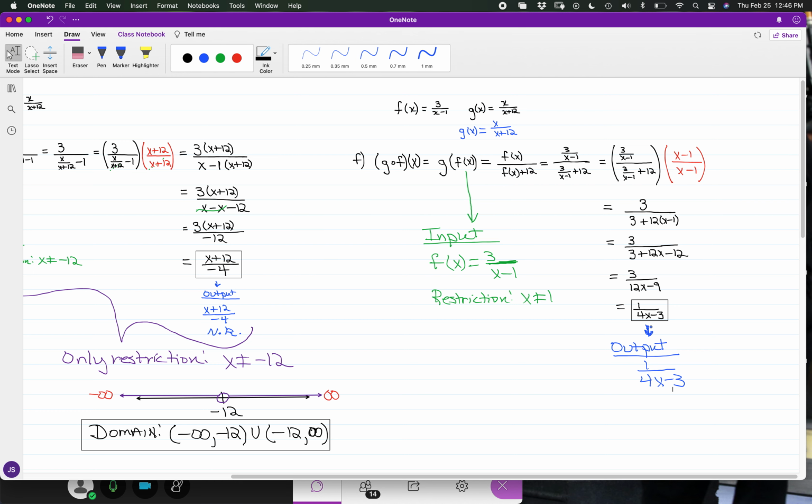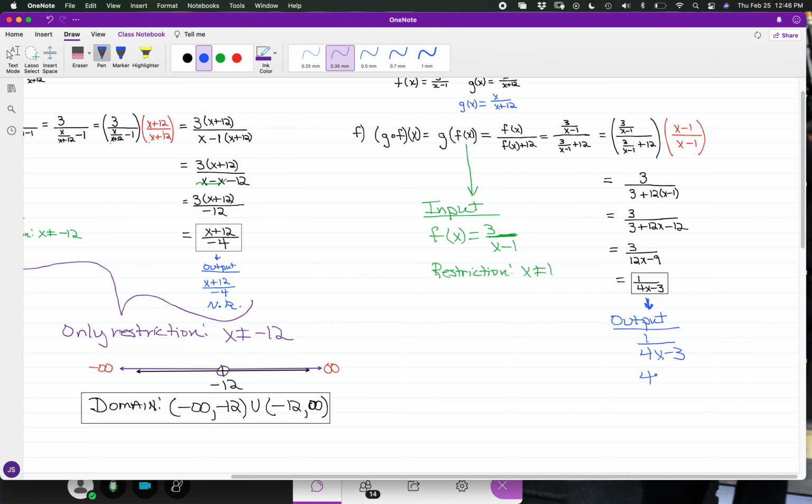Okay, so I have 1 over 4x minus 3. For the restriction on this one, we have that 4x minus 3 cannot be equal to 0. So 4x cannot be equal to 3, and that means we're going to have a fraction excluded, whereupon x cannot be equal to 3/4.